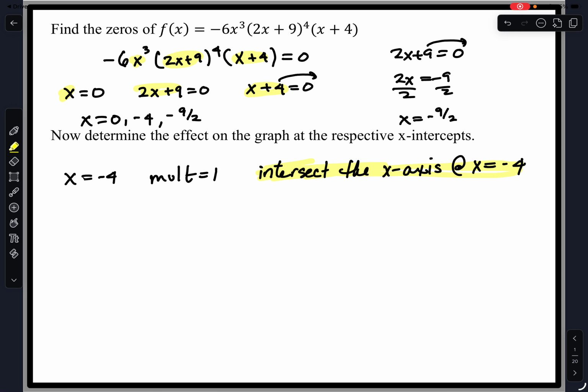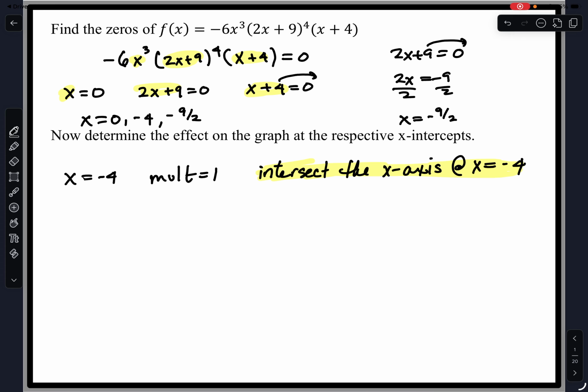So this is our answer. This over here on the left is just a justification of why it's doing that. But our answer is that the graph is intersecting the x-axis at x equals negative 4, and the reason for that is because of the multiplicity of this 0. Since it's an odd multiplicity, it's going to intersect.